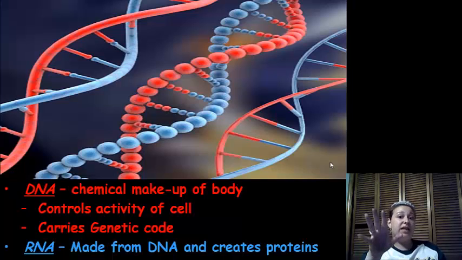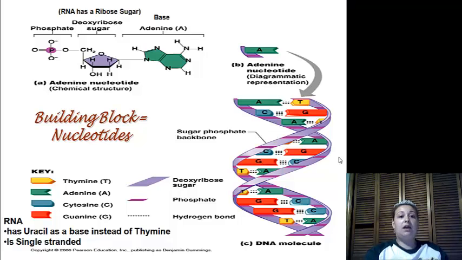Then we've got our DNA and nucleic acids. So when we talk about the nucleic acids, we're talking about DNA and RNA. They are the chemical makeup of the body, control the activity of the cell, and they carry our genetic code. Now, the RNA is made from the DNA, and it helps in creating proteins. Now, the building block of nucleic acids is going to be a nucleotide. And a nucleotide has 3 parts. It's got a phosphate, a sugar, and a base.